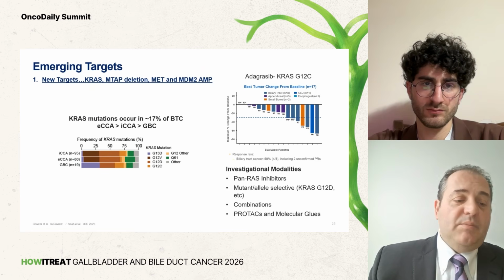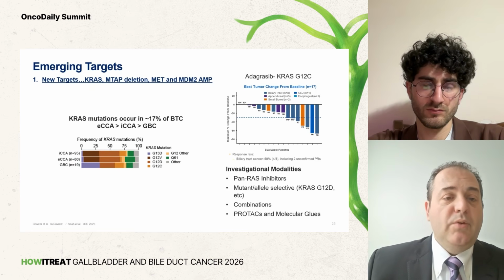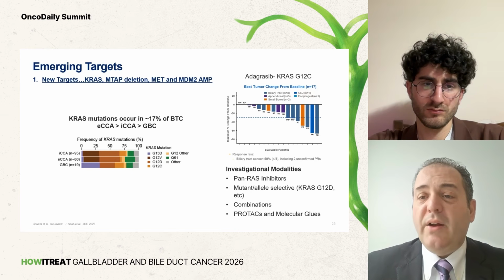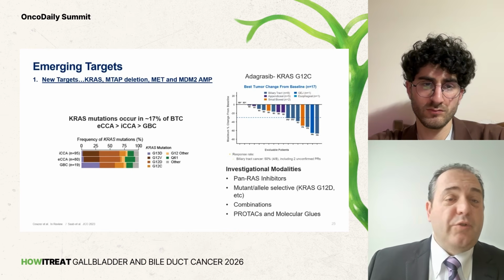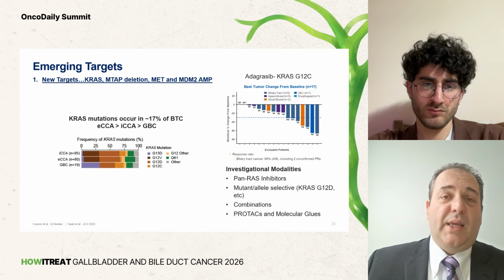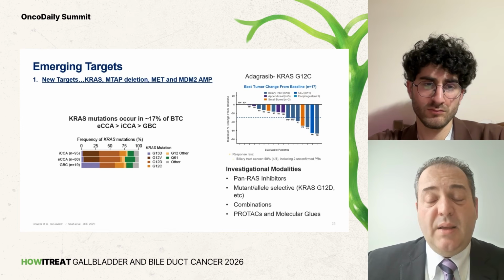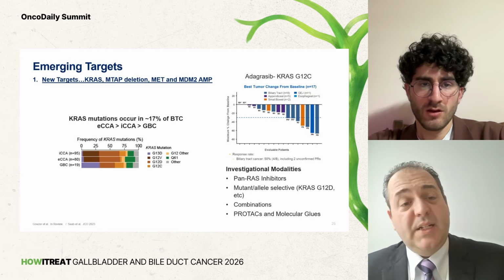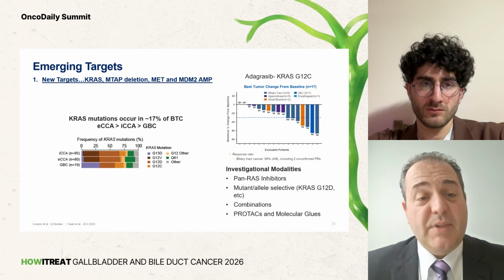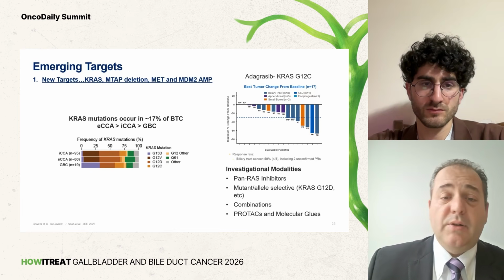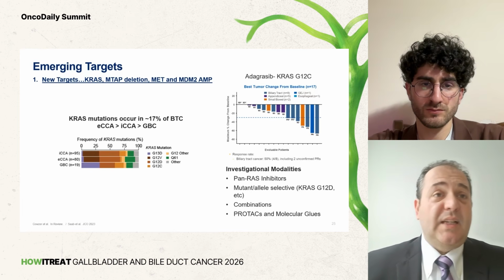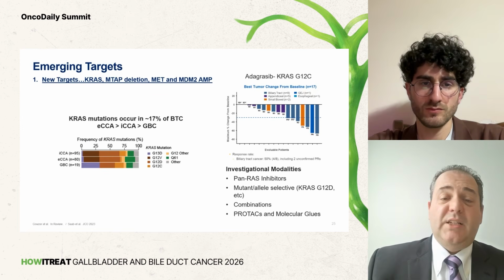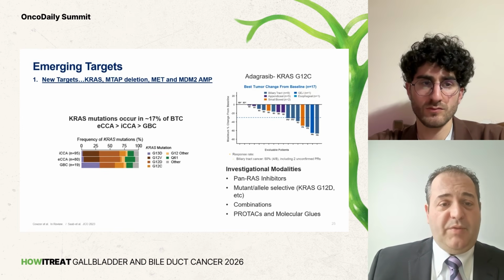And here's some data from one of our manuscripts in review. 17% of biliary tract cancer patients are KRAS mutated. You can see the breakdown there. Adagrasib, as I mentioned, is the first-in-class proof of principle that we can inhibit KRAS in biliary tract cancer, but there are a number of modalities now ongoing. Don't have time today, but we're also looking at drugging MTAP deletions with PRMT5 inhibitors. MET amplifications have now seen activity with telisotuzumab deruxtecan, and those studies are ongoing, as well as MDM2 amplifications.